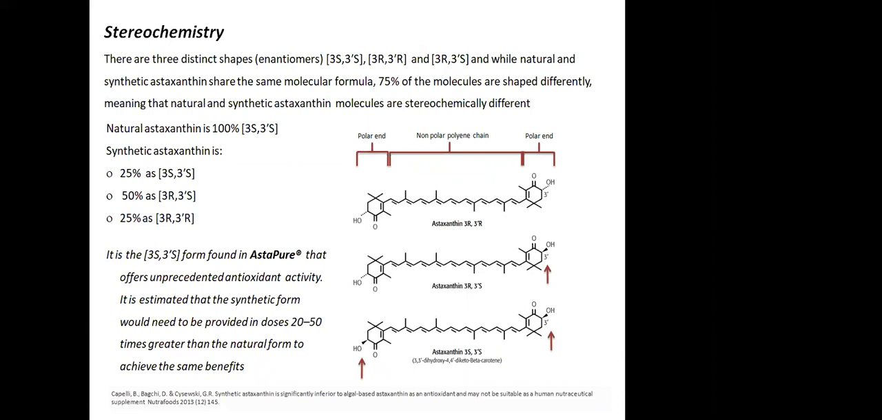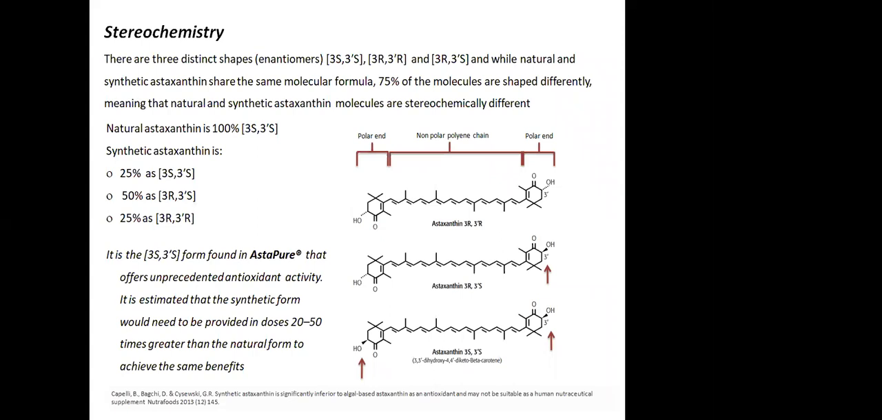Okay, so let's talk just a little bit about stereochemistry. I'm not going to go into a huge amount of detail, and I've just thrown this picture in really just to help visualize things. But all you really need to know is that astaxanthin, like many molecules, can be present as different shapes. Astaxanthin comes in 3 distinct shapes, and whilst natural and synthetic astaxanthin share the same molecular formula, the actual structures are very, very different.